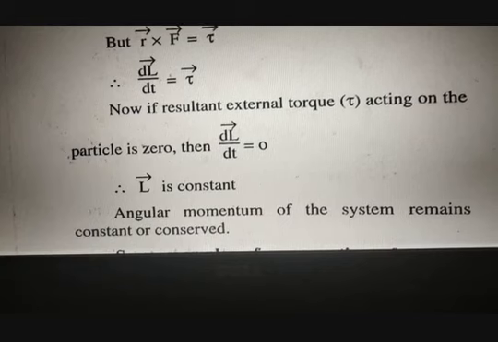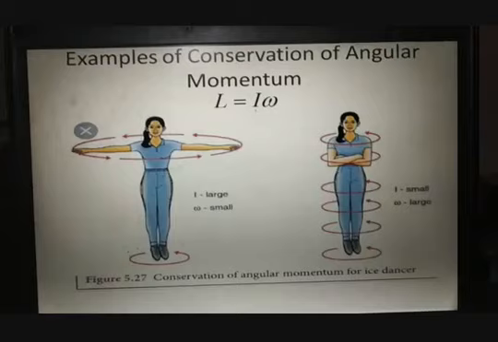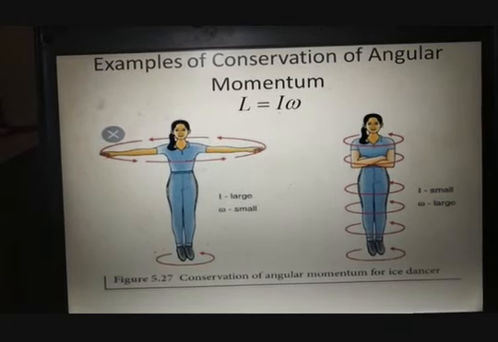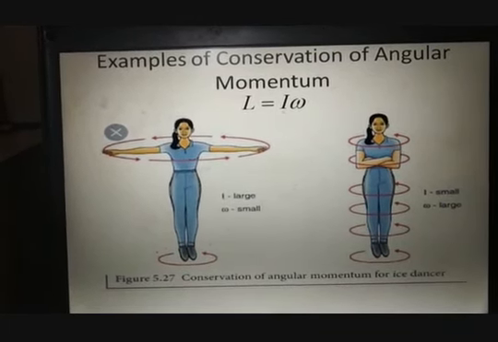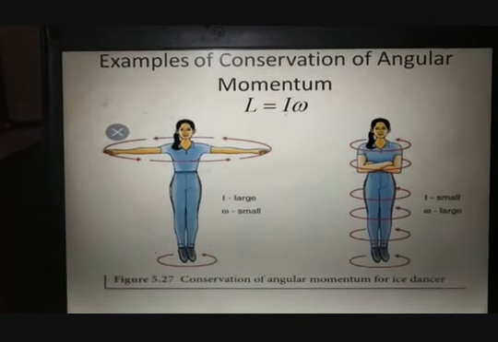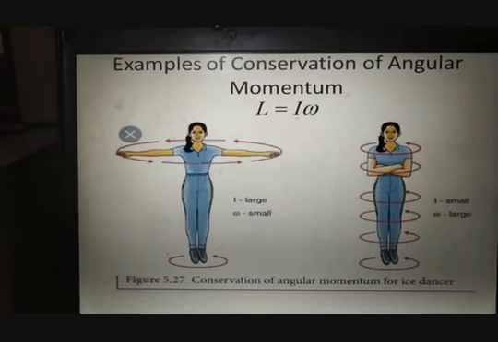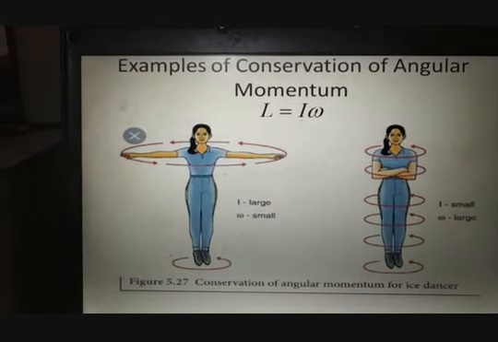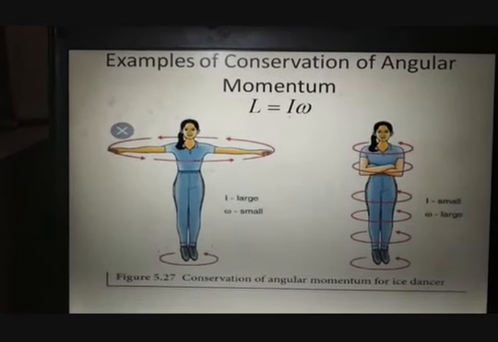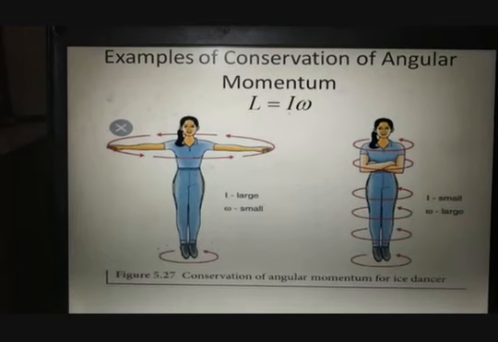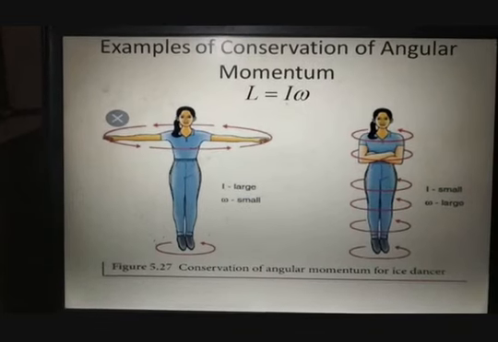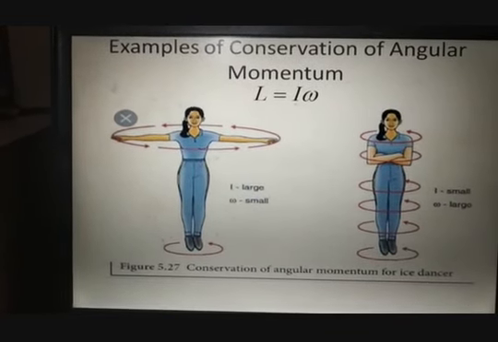So now let us start with the examples. Examples of conservation of angular momentum are ice dancers, acrobat dancers, or ballet dancers. All these dancers, or a person swimming in a pool, are using the concept of conservation of angular momentum. Now here one diagram is shown: conservation of angular momentum for ice skaters or ice dancers.